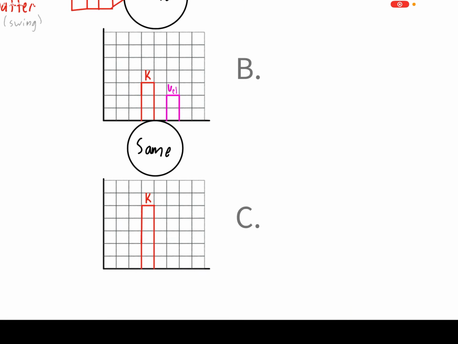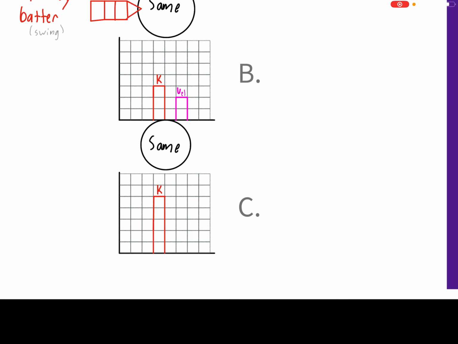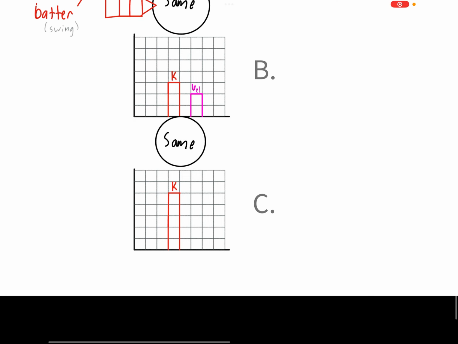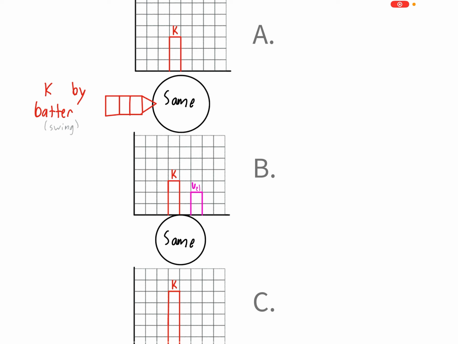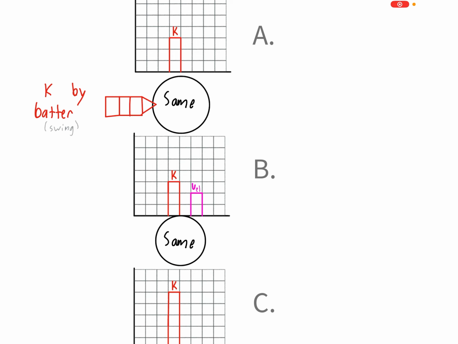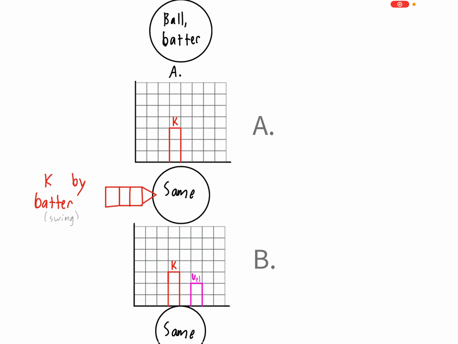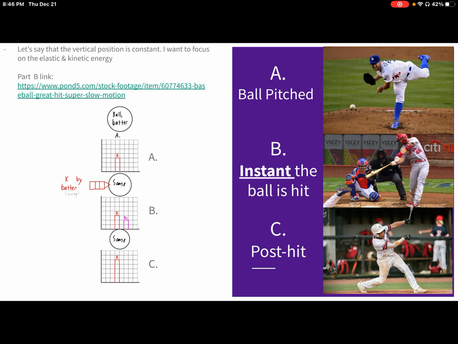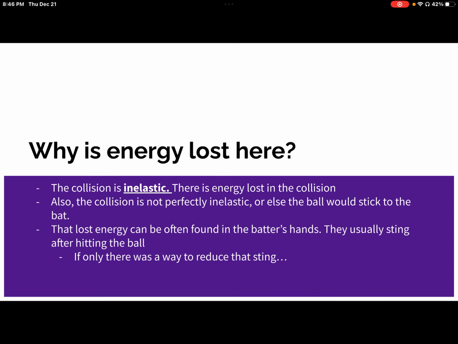So post hit, part C, we focus on the instant after the ball is hit. The instant after, we have all kinetic energy in the baseball swing and the ball moving. Also, again, there's energy loss. You can see I have 3 boxes in part A, and then I should be getting 6 boxes in part B, but I only have 2. Why is that? Why is energy lost here?